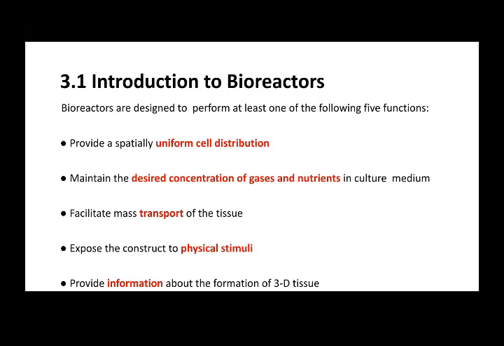इसलिए जो है, it has to be closely monitored and regulated, and that's why we have the bioreactors which provide a uniform cell distribution. They maintain the desired concentration of gases and nutrients that is required by the tissue in the cultured medium. They also facilitate mass transport of the tissue, expose the construct to physical stimuli, and provide information about the formation of 3D tissue.